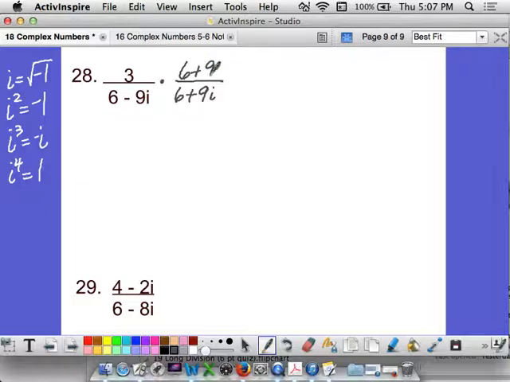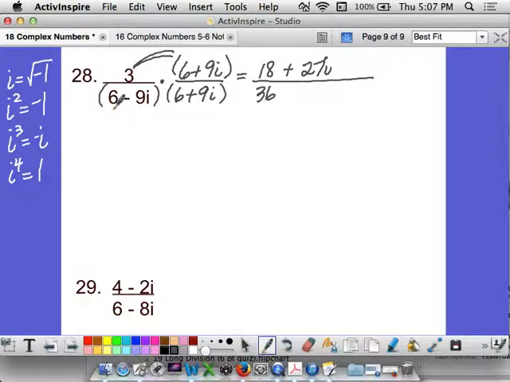What I do to the bottom, I must do to the top. So I'm going to distribute and FOIL in the numerator and the denominator. When I distribute, I have 18 plus 27i, distributing that 3 to both numbers. Then I FOIL in the bottom: first, outside, inside, last. So I have 6 times 6 is 36. 6 times 9i is a positive 54i. Negative 9 times 6 is negative 54i. And negative 9 times positive 9 is negative 81, and I can't forget that is i squared.